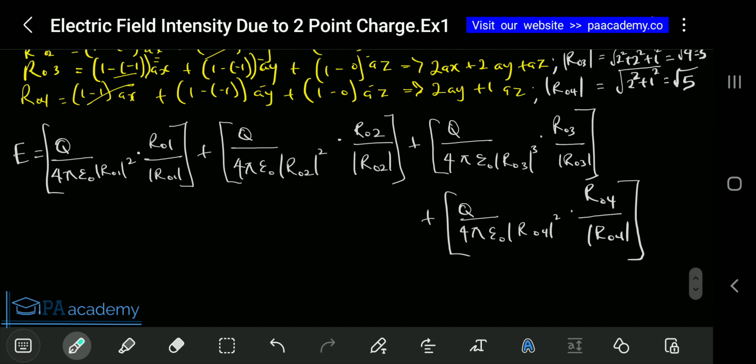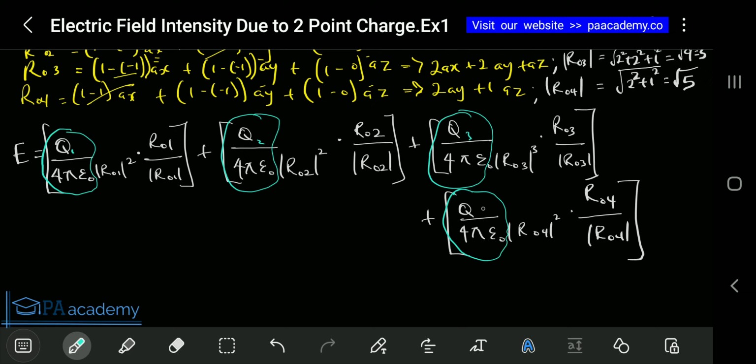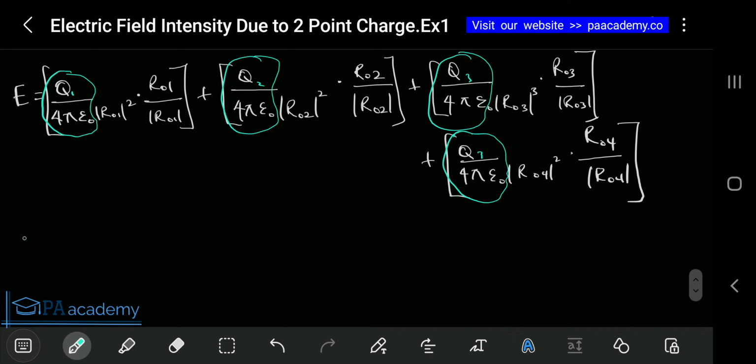Now if you look closely at what we are having here, you see that this is common with all the 4. We have this, and then this. They are common because, like the question said, all the charges, that is the Q, this Q1, Q2, Q3, and this Q4, they are all the same value, 3 nanocoulombs. So with that, we can easily factor it out to make our work much easier.